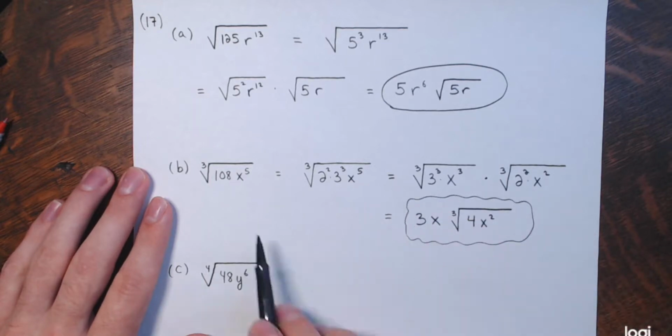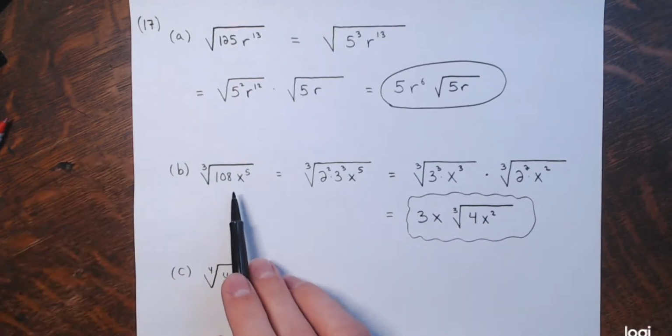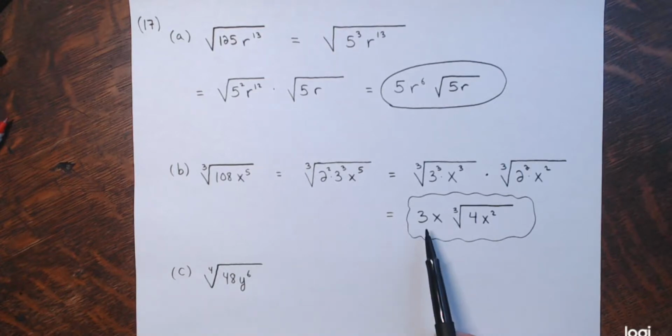Alright, so the cube root of 108 x to the 5th is equivalent to 3 times x times the cube root of 4x squared. And once again, replace x with some numbers and go to a calculator and see if these expressions indeed have the same value.